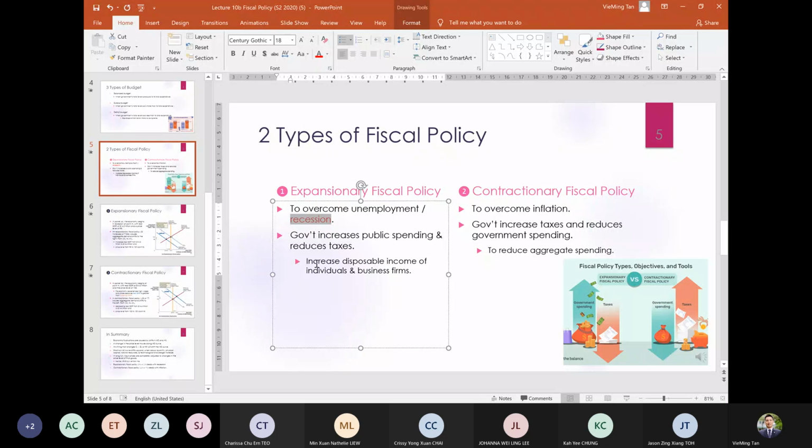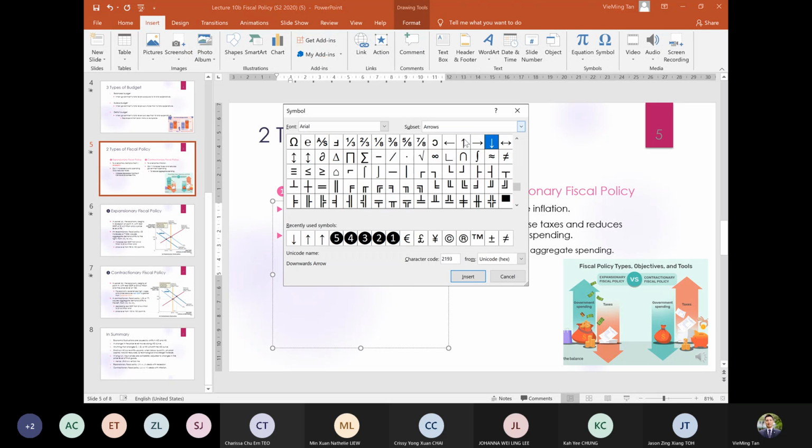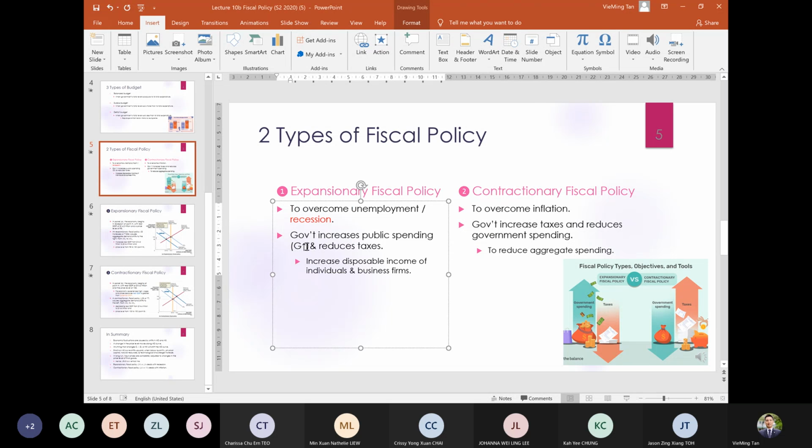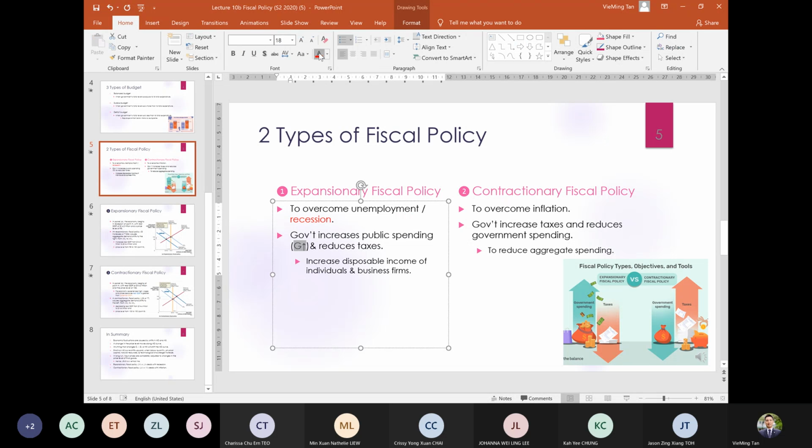In order to increase the aggregate demand, the government has to increase the government spending. Government spending means the G. So increase the G. G increase. I use symbol insert. Okay, insert symbol. And at the same time also reduce the tax.